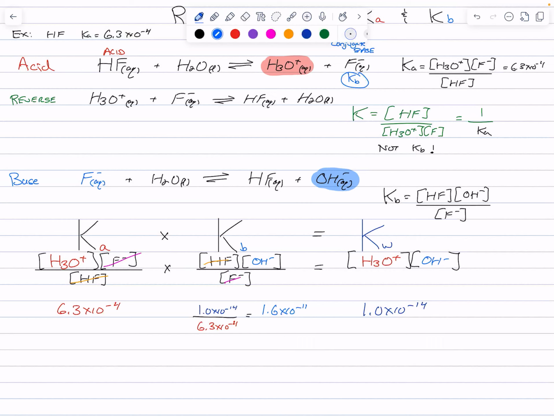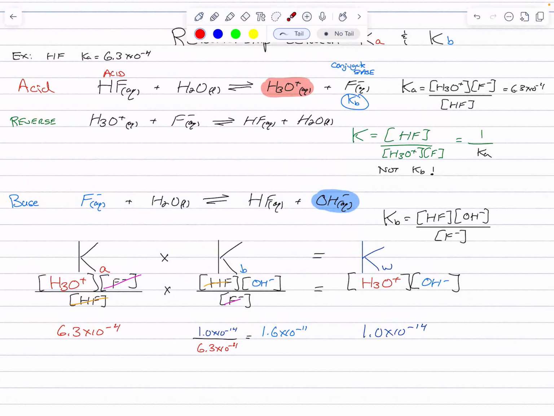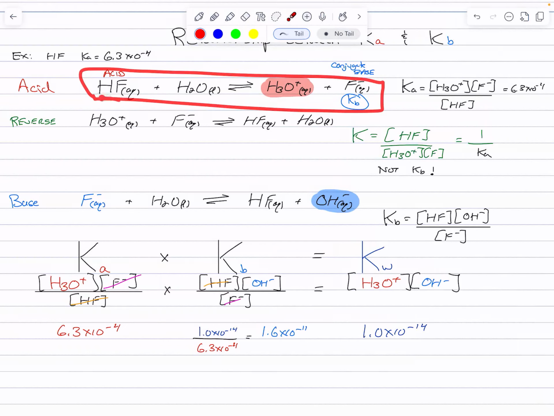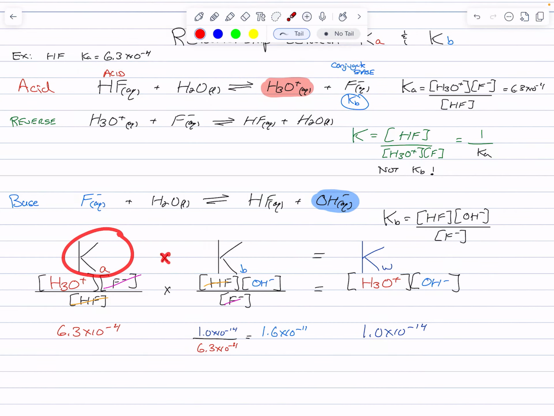Because if we go back to this equilibrium up here with the weak acid, we know that there is more HF, and water is the liquid, so more HF than fluoride and hydronium. So hydrofluoric acid is a stronger acid than fluoride is a base. But fluoride is still a base. It still affects the pH. So how this works is Ka multiplied by Kb is Kw.